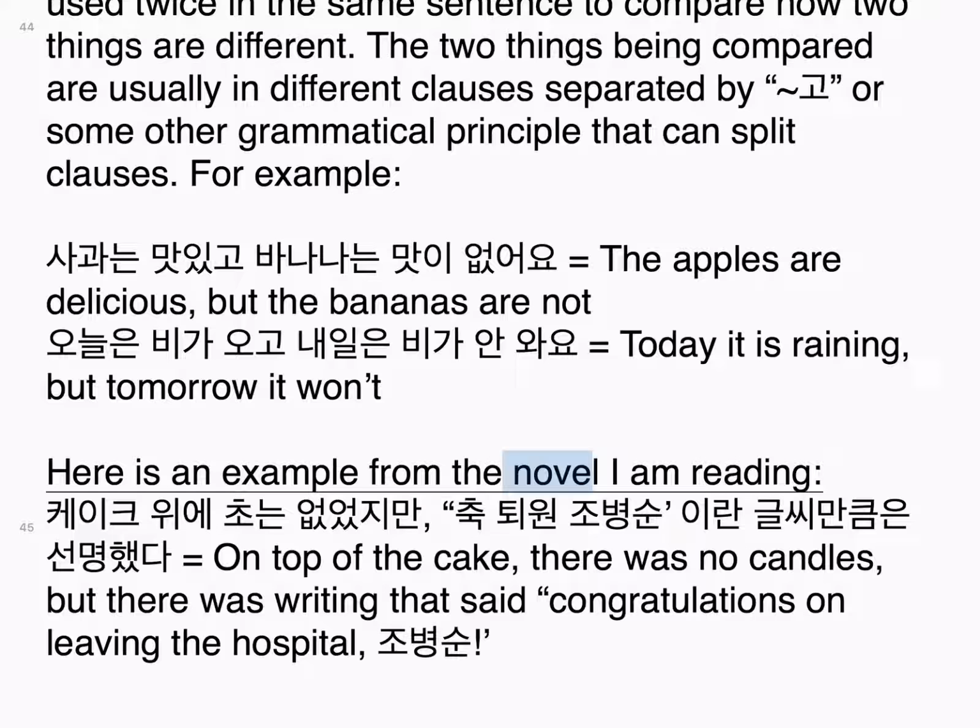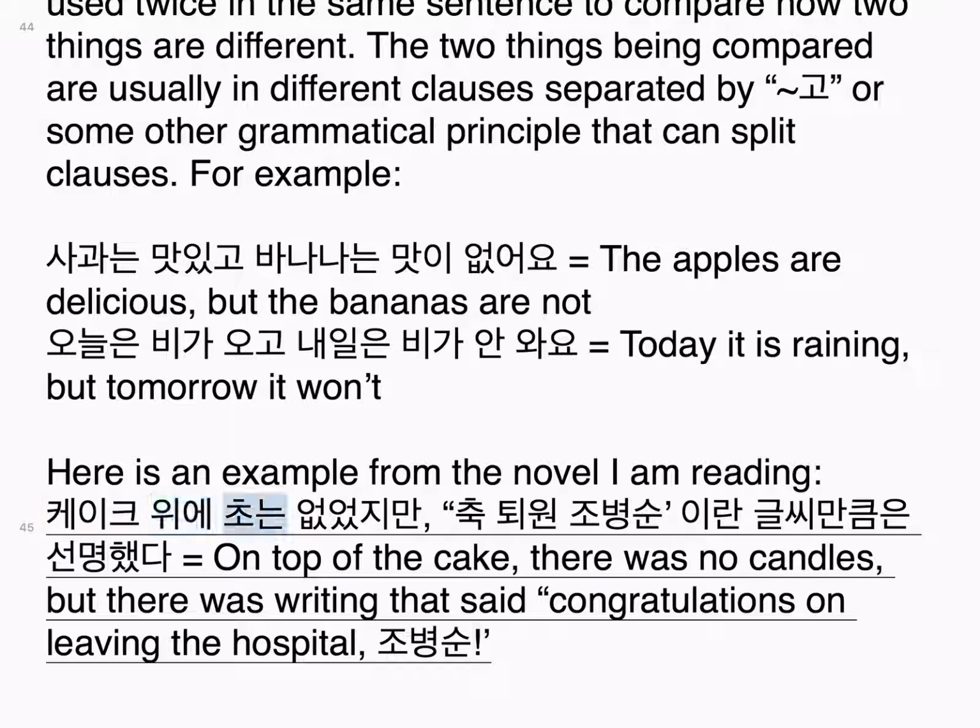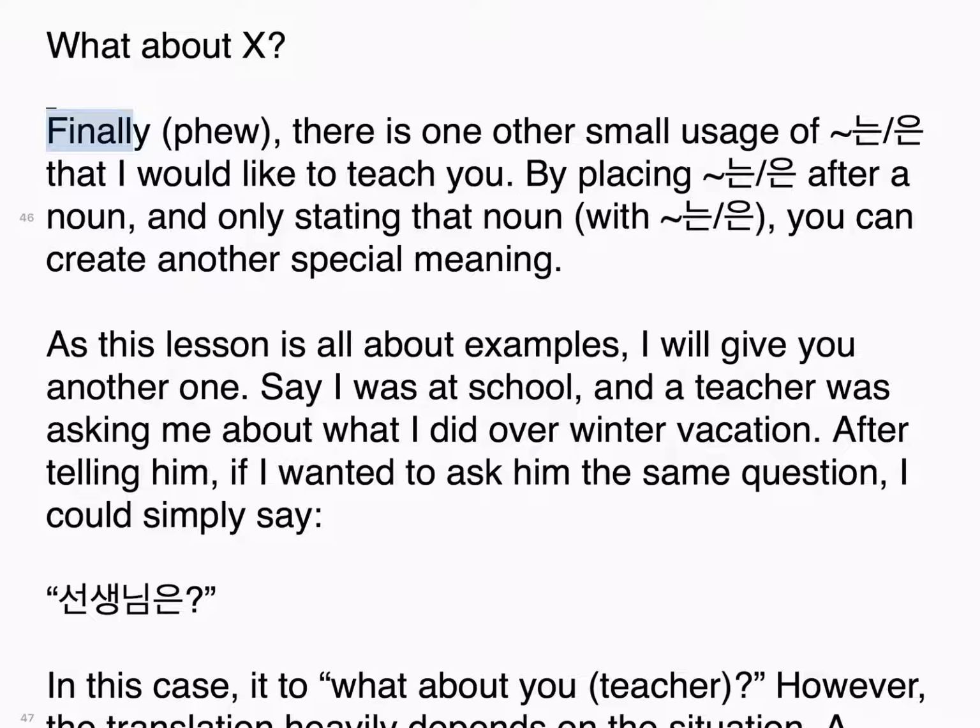Here is an example from the novel I am reading. 케이크 위에 초는 없었지만 축퇴원 조병순 이란 글씨만큼은 선명했다. On top of the cake, there were no candles, but there was writing that said congratulations on leaving the hospital, 조병순. What about X? Finally, phew, there is one other small usage of 는 that I would like to teach you. By placing 는 after a noun, and only stating that noun, you can create another special meaning. As this lesson is all about examples, I will give you another one.